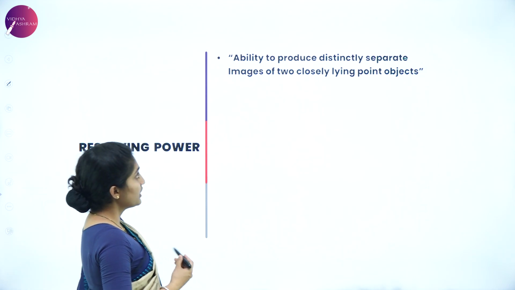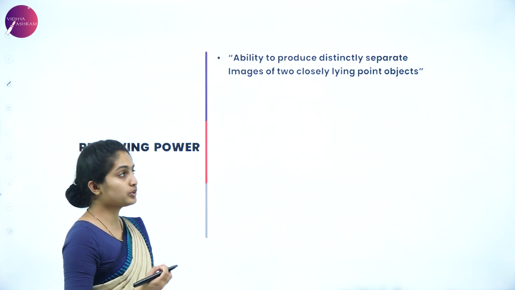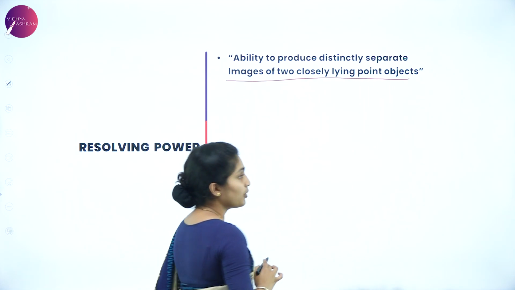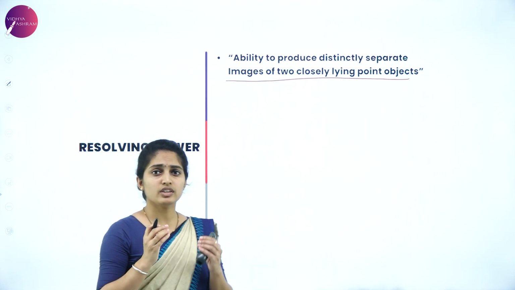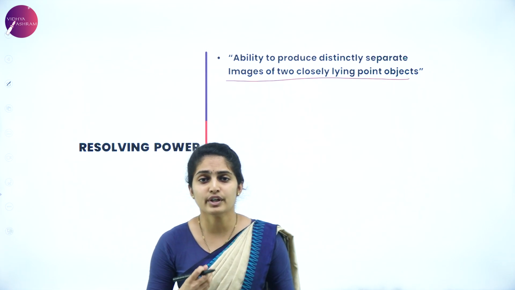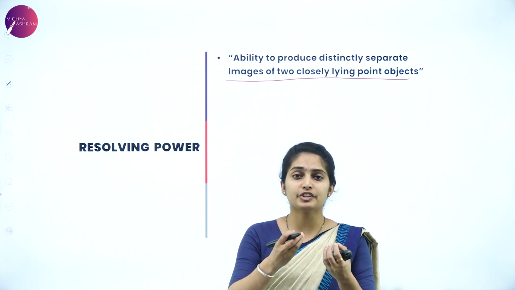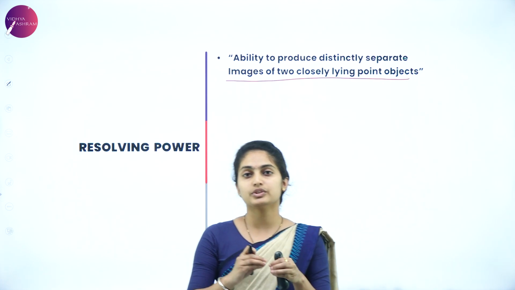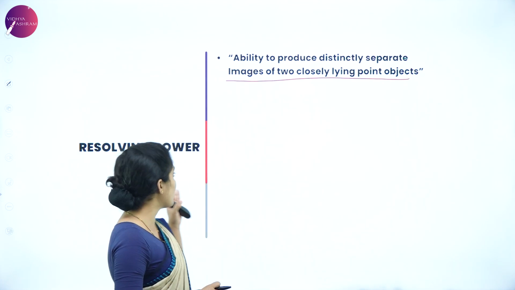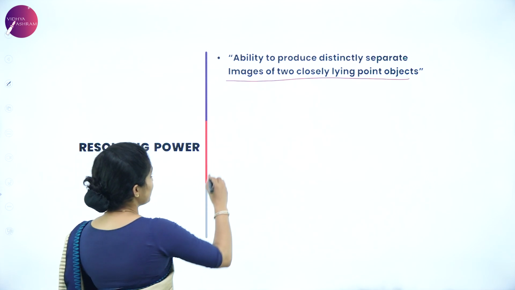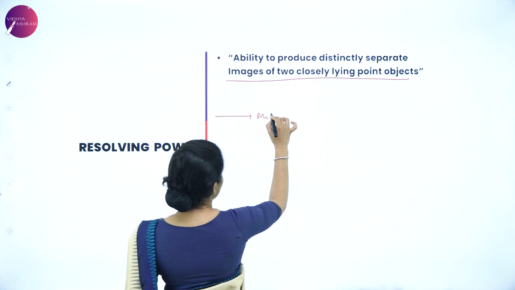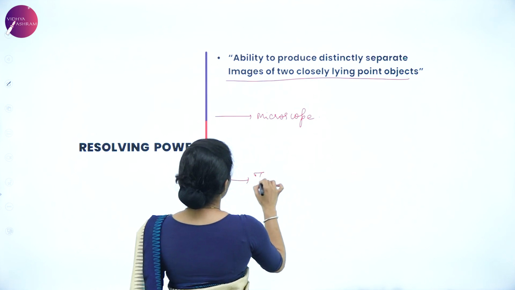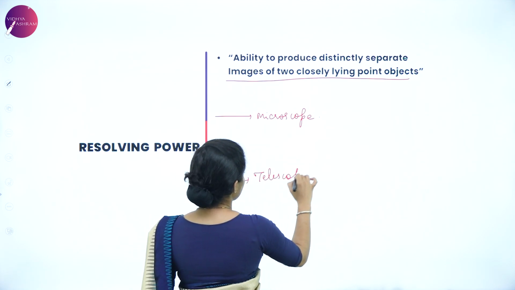And next we have resolving power. Resolving power means the ability to produce distinctly separate images of two closely lying point objects. So if the images are very close, with the help of a microscope we can resolve the objects into two separate objects. That is exactly what resolving power is. So we have the resolving power of a microscope as well as of a telescope, as follows.